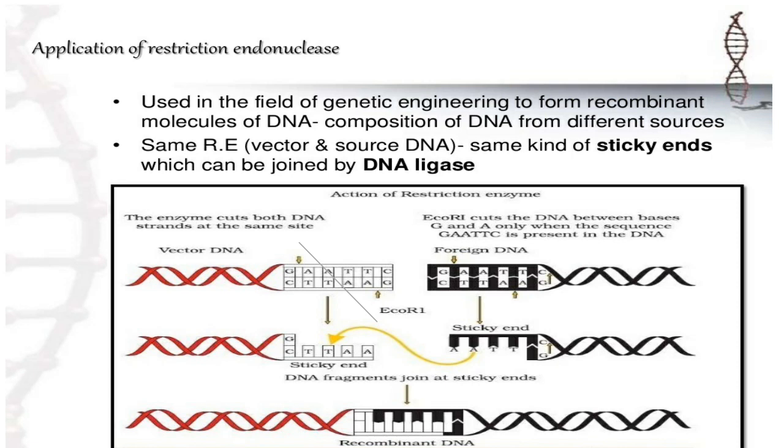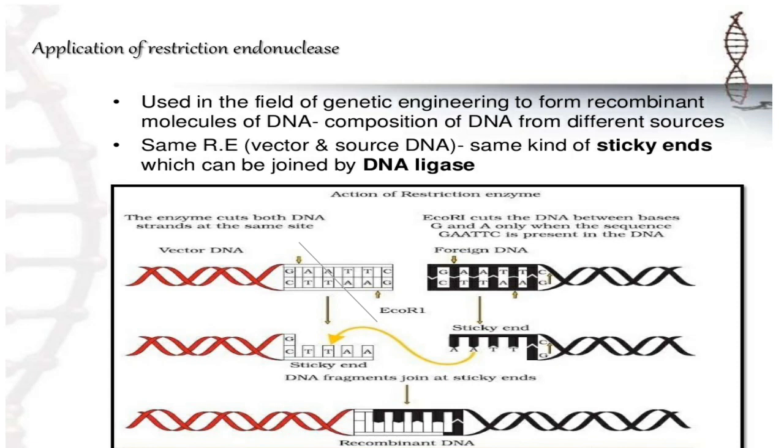Restriction endonuclease, as you know, is a molecular scissor used in the field of genetic engineering to form recombinant molecules of DNA, that is, a composition of DNA from different sources. The same restriction endonuclease produces the same kind of sticky ends, which can be joined by DNA ligase as shown in the picture.